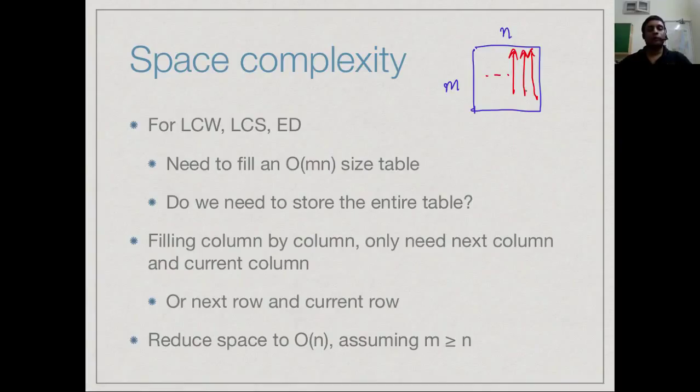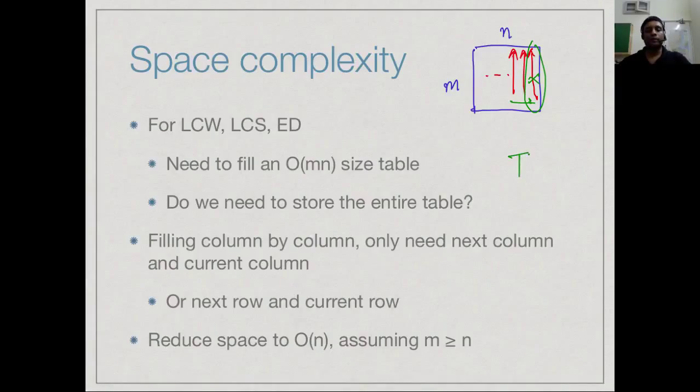So at any given point, when I'm computing the second column, for example, I only need the first column. Now, when I reach the third column, this column is now not needed anymore because the third column depends only on the second column from the right. So if I fill column by column, I only need the column on my right and the current column. Or if I'm doing it row by row, the next row and the current row. So in other words, by just keeping 2 columns or 2 rows, I can completely compute this thing back to 0,0. So therefore, there's actually no need to keep an m times n size table as storage. I still have to compute m times n. So the time complexity remains m times n.